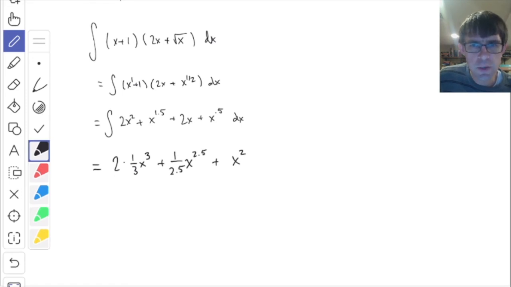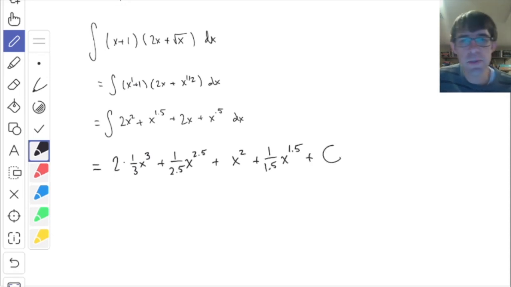2x, if you like, is 2 times 1/2 x squared, but 2 and 1/2 can cancel. And then finally, x to the 0.5. I increase the power by 1. It ends up being x to the 1.5, 1 over 1.5 in the front. And then plus c, as always. You gotta love the plus c.